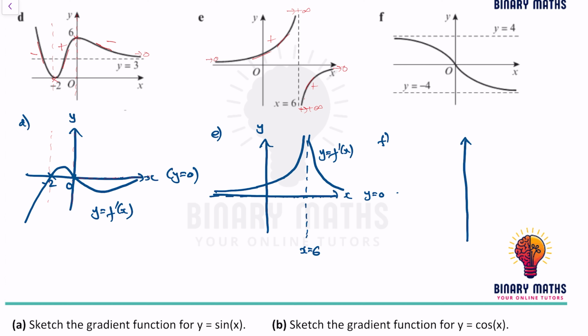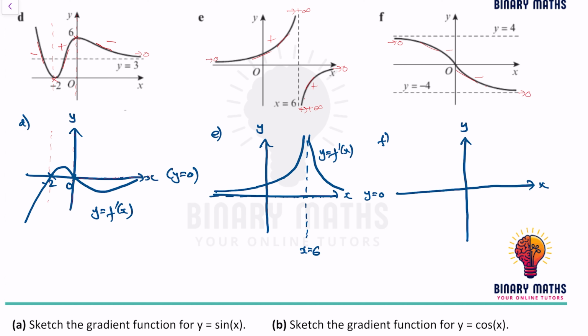If I were to sketch this one, I can clearly see there are no stationary points, so we won't cross the x-axis for y equals f dash of x. I can see the gradient is always negative, everywhere negative. At this end, it's getting closer and closer to 0. So here it gets closer and closer to 0. Here it gets also closer and closer to 0, the gradient.